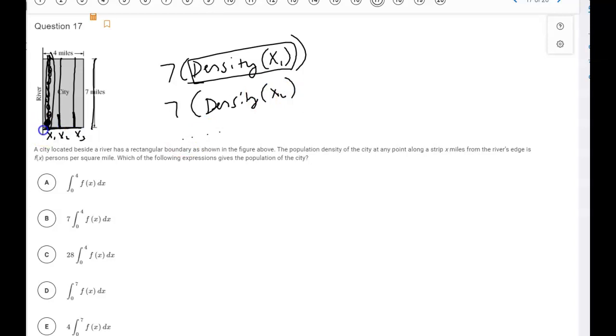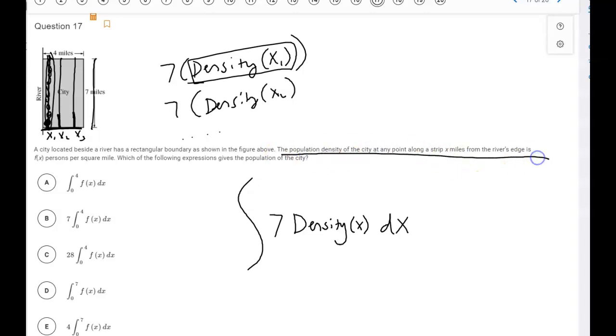Now technically there's an infinite number of X's. So how do we add together an infinite number of things? Well, we do an integral. Now, f of x represents the population's density. So instead of just putting density of x, I'm going to rewrite this as 7 times f of x. Okay? We're starting here when the distance is 0, and we go out till we get here, and that's a total distance of 4.